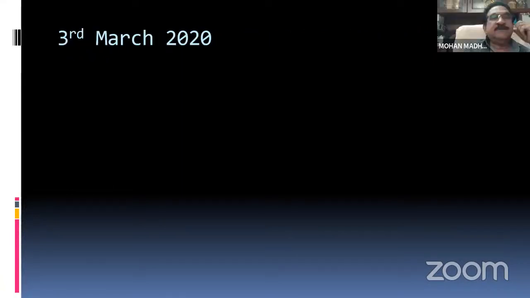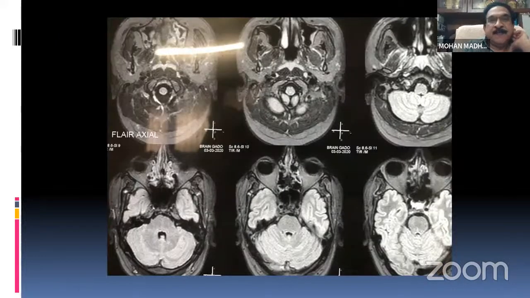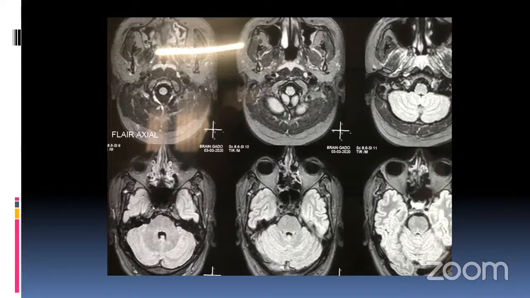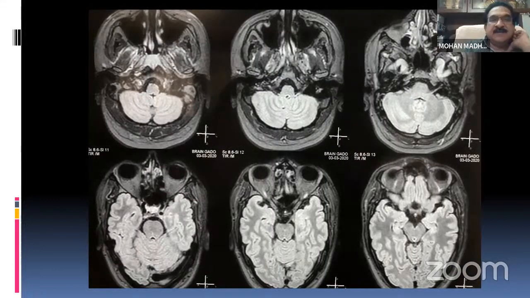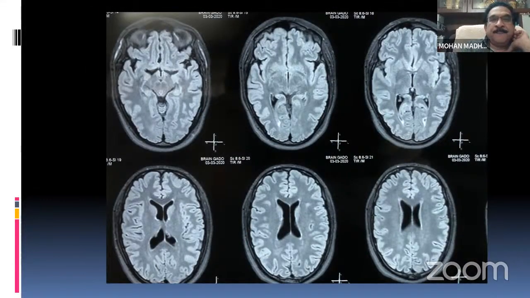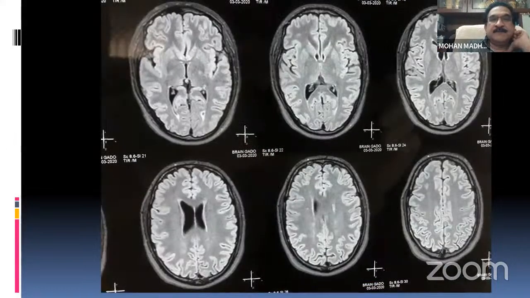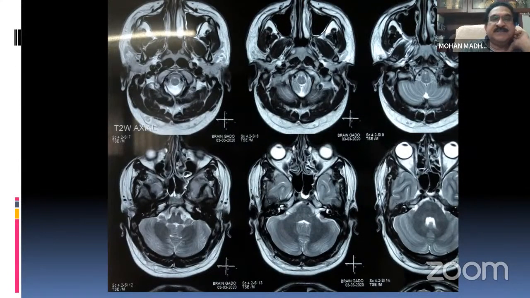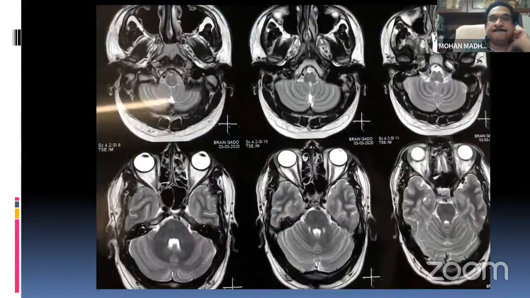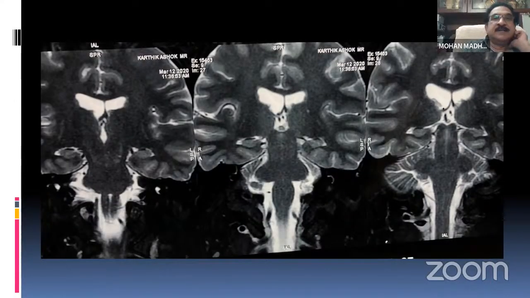Okay. So 3rd March 2020, there are a lot of pictures. I'm showing you everything. Be patient. Some of them may be boring, but still you have to see that. 3rd March 2020. I'll go fast. Normal MRI. This is the medulla, pons. This is again the FLAIR sequence. This is axial. This is a coronal cut. It's dated March 3rd, 2020. That is 2 years back.